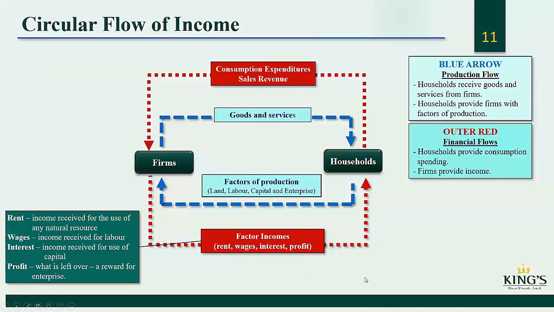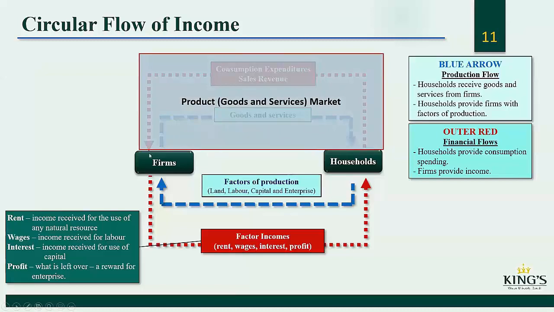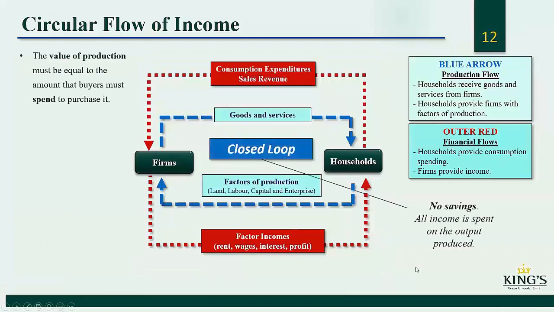So that's a general, simple version of the circular flow. Now, we call the top section here, where the goods and services are traded for money, consumption expenditures on goods and services. This is the product or goods and services market. And then below, this is called the factor market. It's important to point out that at this stage of the model, this is a very simplistic model. We will complicate it a little bit in a moment, but this is a closed loop. You can think of the financial flows here.